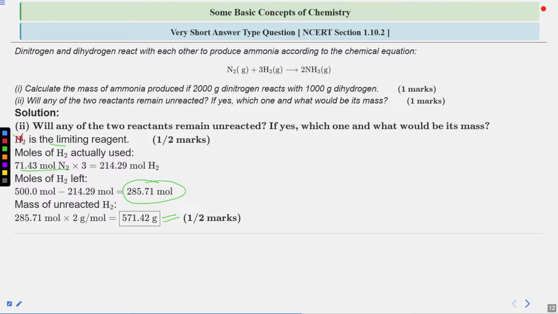The first thing is we have already calculated the number of moles for hydrogen and nitrogen, and we have seen that we have 71.43 moles of nitrogen. That means how many moles of hydrogen were required? 1 is to 3, so 71.43 is to 214.29. So we require this many moles of hydrogen to completely consume our nitrogen. Then since we have excess hydrogen, which is 500, if we subtract the consumed amount from it, we will get the unreacted hydrogen part.